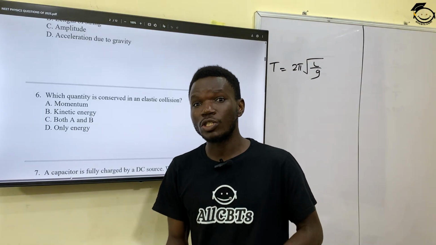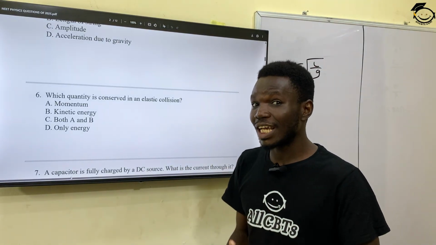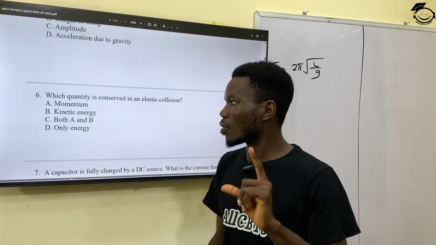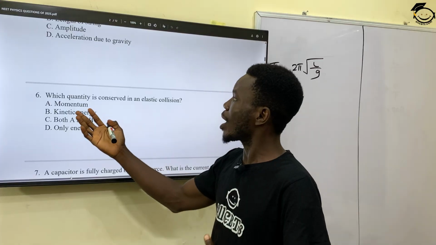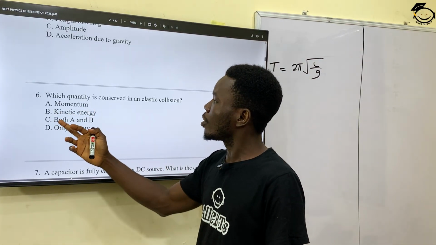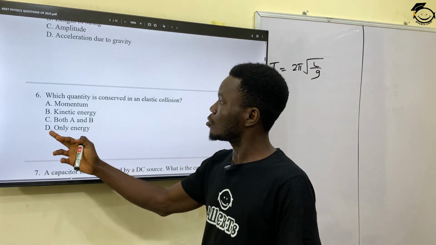So that takes us to question number 6, which says what quantity is conserved in an elastic collision? In an elastic collision, both momentum and kinetic energy are conserved. In the options, we have A, momentum, B, kinetic energy, C, both A and B, and D, only energy.